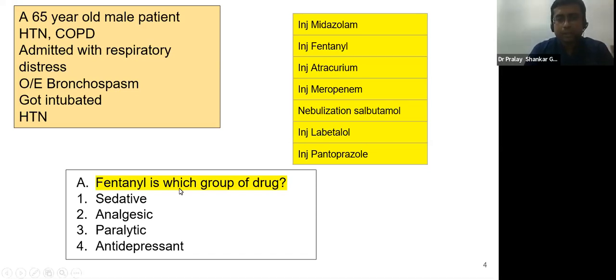So my first question to the participants is, fentanyl is which group of drug? May I expect answers like 1, 2, 3, 4 in the chat box, please? Please post your answer in the chat box as 1, 2, 3, 4. Fentanyl is which group of drug? So I can see answer as 1.